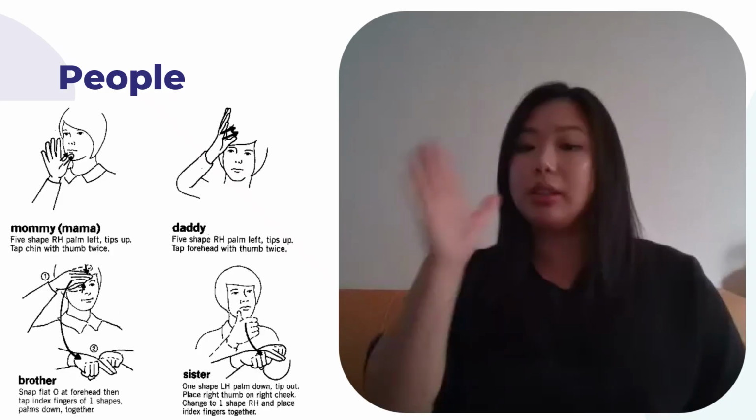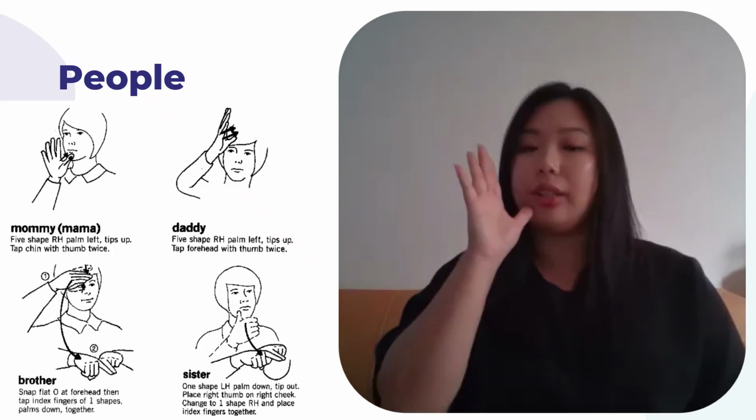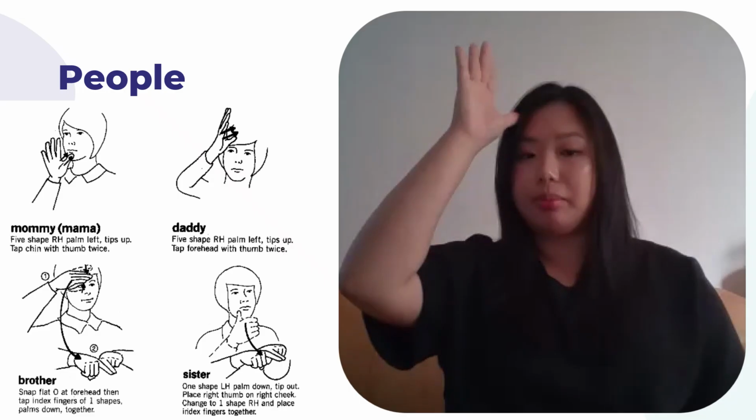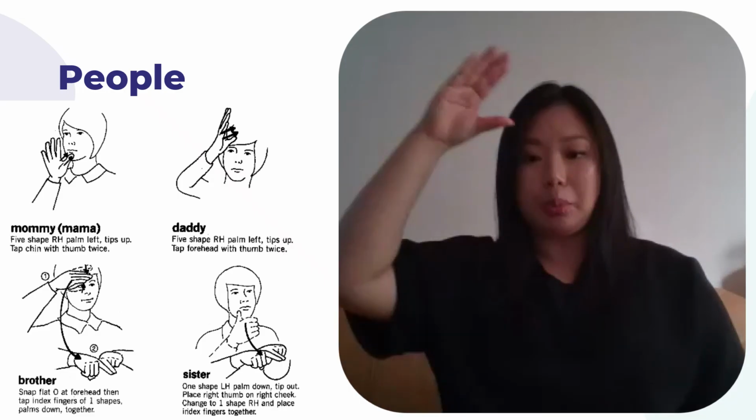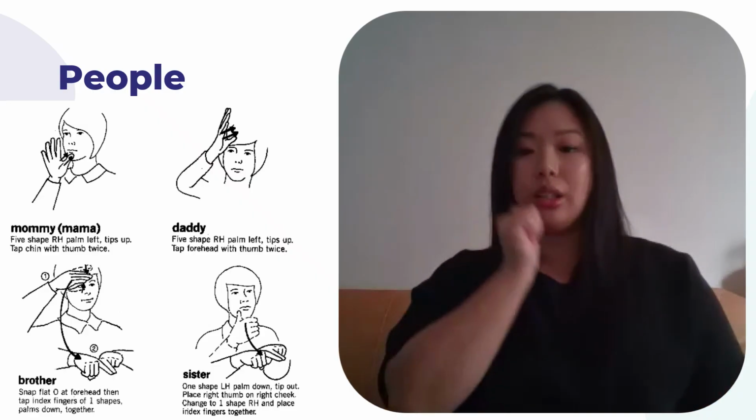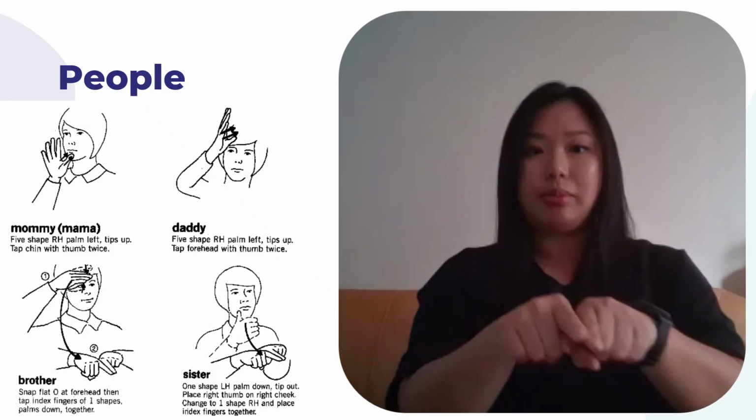So mama, tap your chin twice with your thumb. Daddy, tap your forehead twice with your thumb. Brother, it's a boy in the same family. And sister, a girl in the same family.